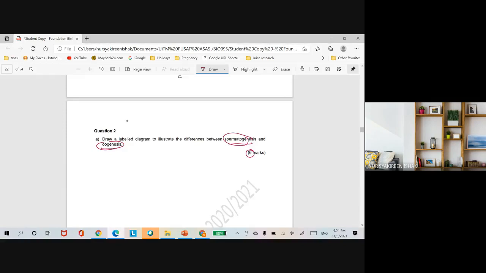Soalan tu dia pecah jadi 3 markah kan. 3 markah untuk spermatogenesis and another 3 marks is for oogenesis. Okay. So in this question it says, draw a label diagram to illustrate the differences between spermatogenesis and oogenesis. So as you know, spermatogenesis is the process to produce sperm. Okay, so the process will occur inside the testis, specifically inside the seminiferous tubule. Okay, so seminiferous tubule within the testis is the site for spermatogenesis to occur. For oogenesis, okay, it occurs inside the ovary.